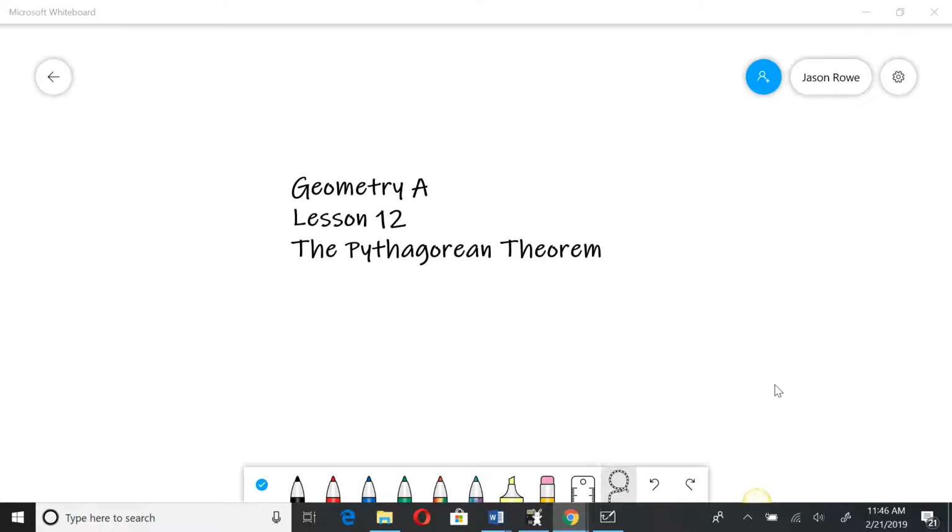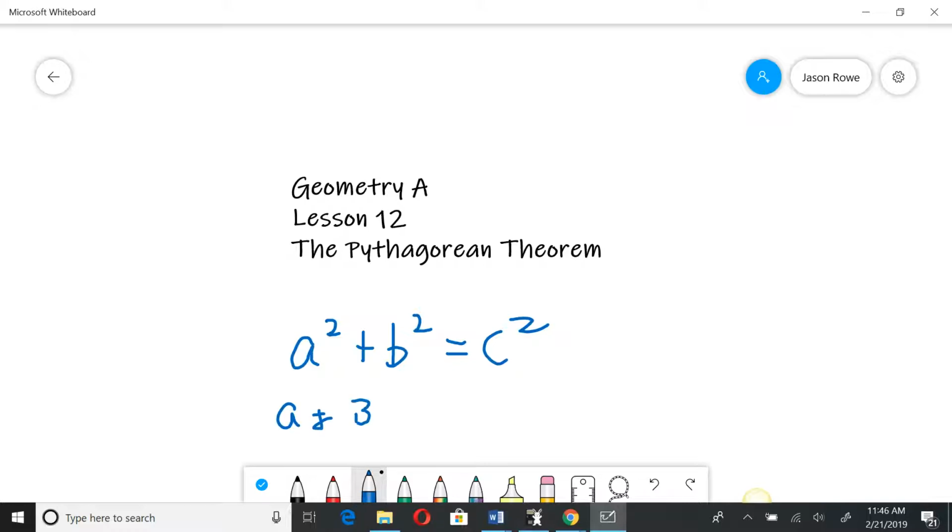So recall that we're looking at this formula, a squared plus b squared equals c squared, where a and b are called legs, and c is called the hypotenuse along the side.